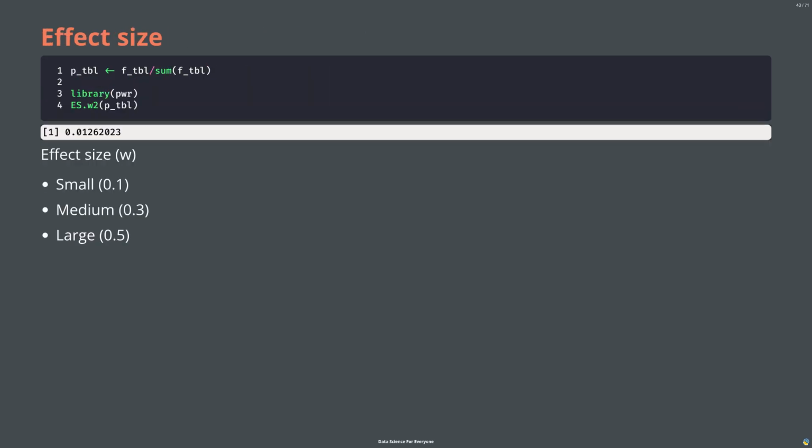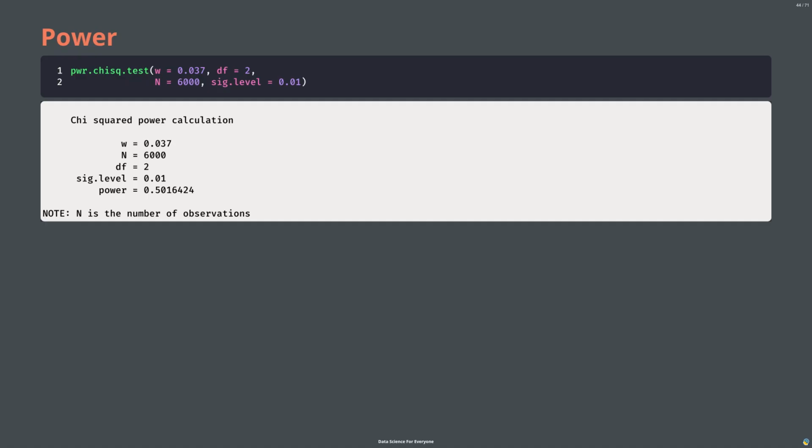We also want to know how strong the relationship is. To do that, we calculate the effect size W from the frequency table. We can use the es.w2 function from the effect size package in R. In our case, W comes out to be around 0.03, indicating we have a small effect between the null and alternative hypothesis.